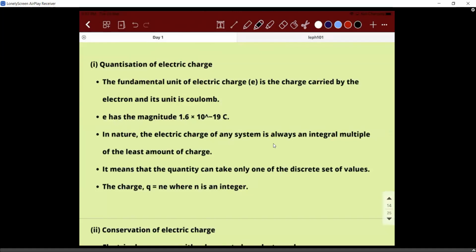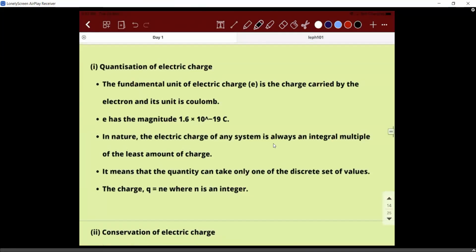So the first property that we are going to discuss is quantization of charge. Have you heard this word quantization anywhere? In chemistry, I can give you a hint again: atomic structure. In Bohr's theory, there is something. Quantum mechanics. Yeah. What do we mean by quantization?